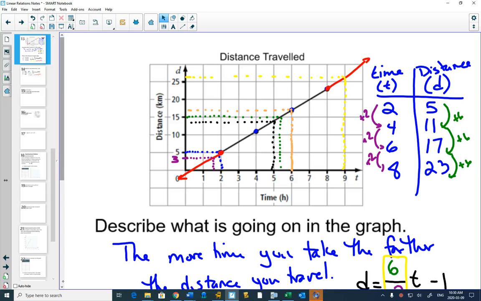What about negative hours? Does it make sense to travel for negative 3 hours? Like, maybe if you had a time machine, you could go back in time, but I don't think those exist yet. Why? You would be like, oh, that was such a good math class. I want to go back in time and do it all over again.